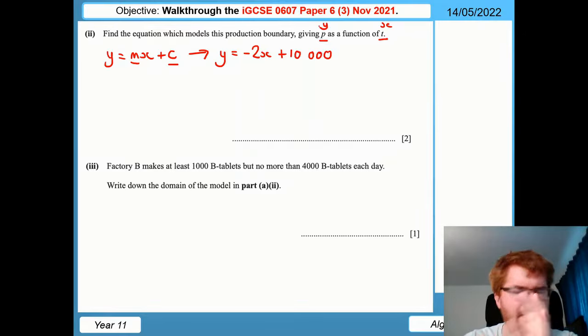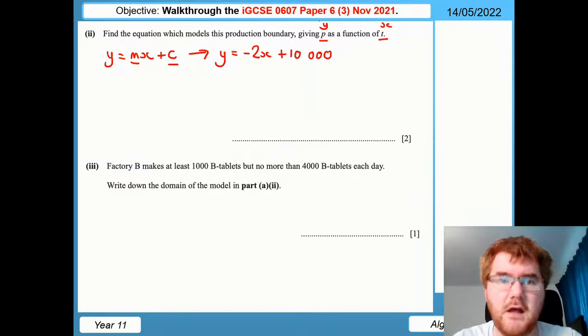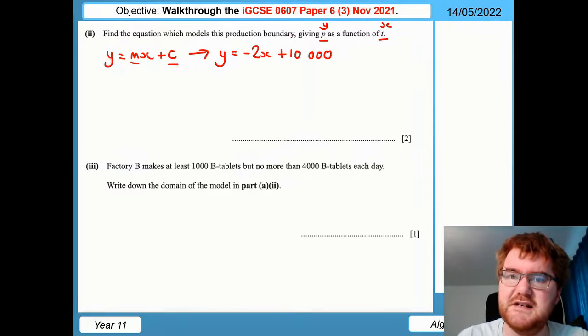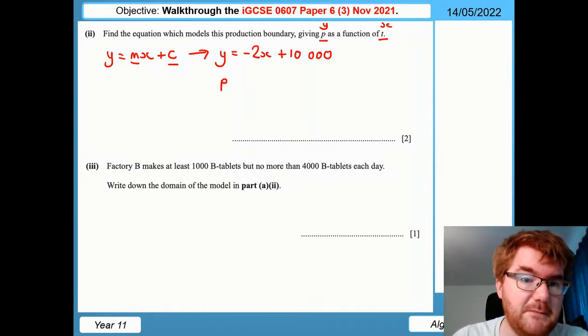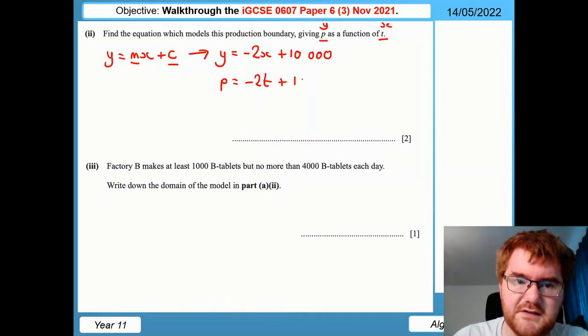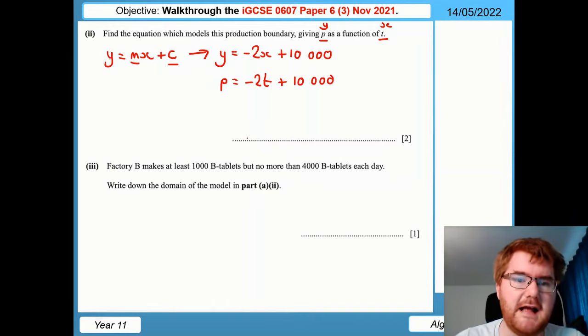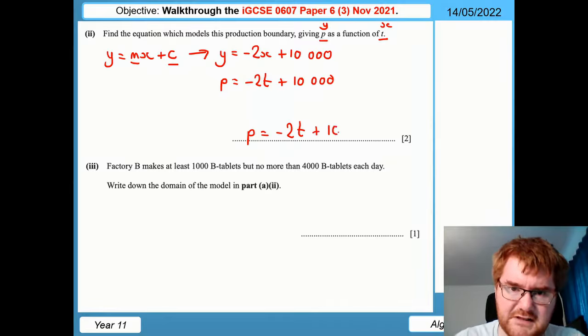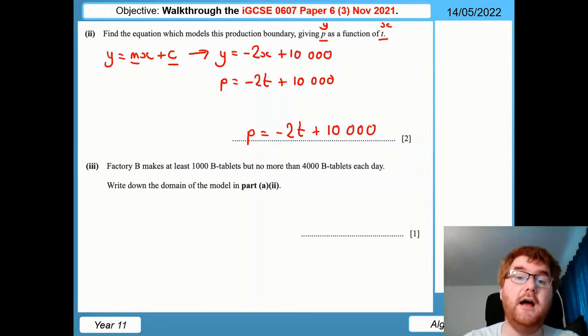Very weird me saying p-value because that comes into stats quite a bit. So all we need to do here is swap over the y's and x's with the letters that we have. So we just put in p is equal to minus 2t plus 10,000. And that's going to be our answer. So actually, this is just a using equation of straight line technique, essentially, but just applying it to a slightly different situation.